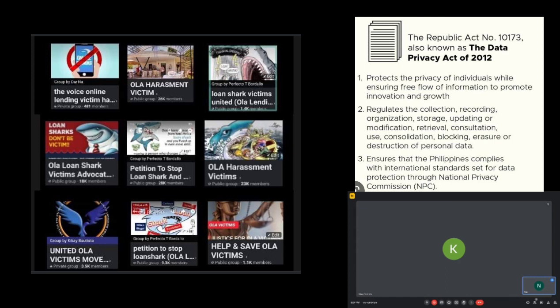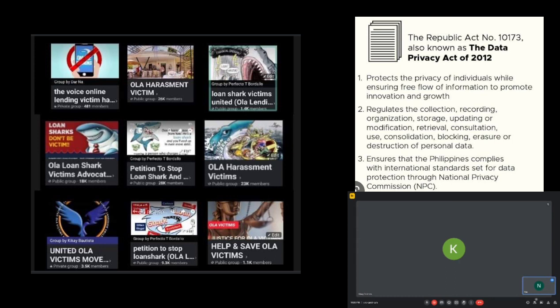Okay, so we also have the right to be indemnified for any damages sustained due to such inaccurate, incomplete, outdated, or false, or unlawfully obtained, or unauthorized use of personal information. Guys, pwede tayong mabigyan ng danyos sa mga damages na to. Especially yung unlawfully obtained na information or unauthorized use of personal information, guys, pwede tayong mabigyan ng danyos. Okay? So, what is the extent of liability?